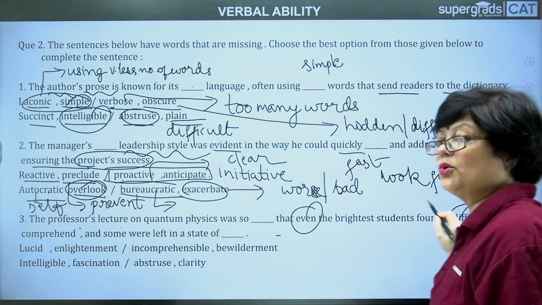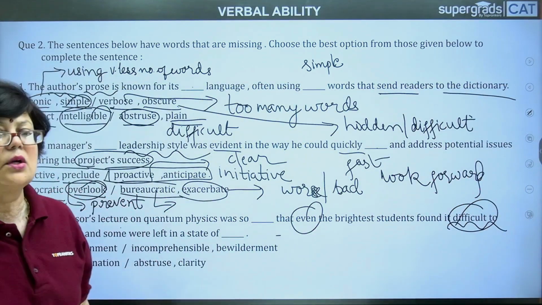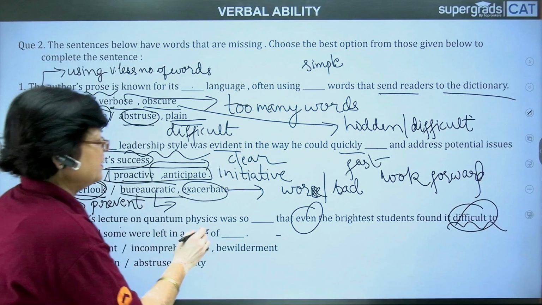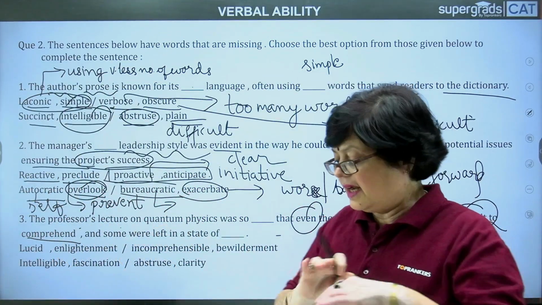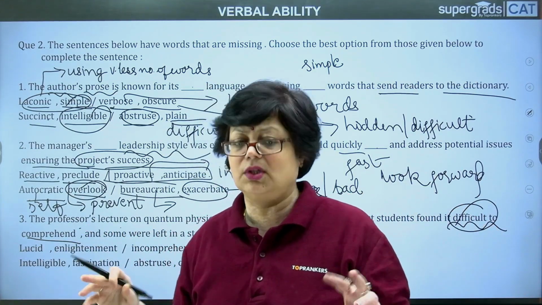This is the key to our understanding, that even the brightest, the most intelligent students could not understand what he was talking about. Comprehend is to understand, and some were left in a state of. So when you do not understand a particular thing, you are left in a state of confusion, chaos. You don't know what is the meaning, what is the idea.